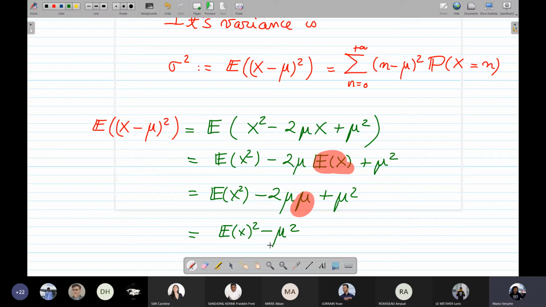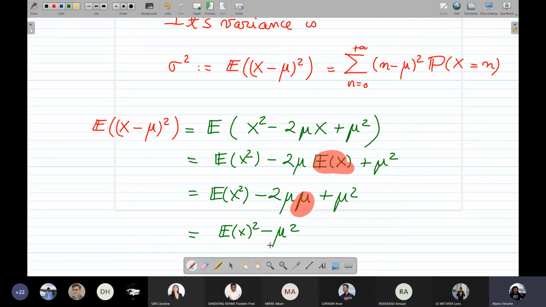Okay. So the mean is the center of inertia of a random variable. For those who don't speak French, center of inertia in French is said centre d'inertie. La moyenne, c'est le centre d'inertie de la variable aléatoire. C'est le centre de masse. It's the mass center. Okay.